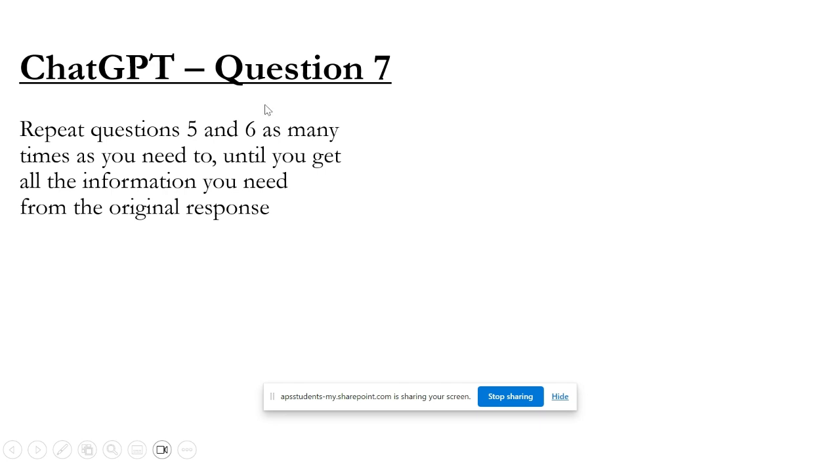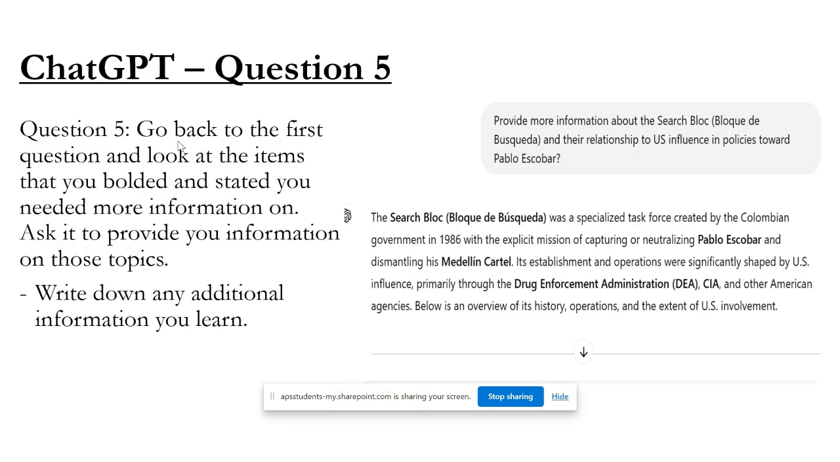And you're going to do this as many times as you need to. So go back and repeat 5 and 6. So for example, for my question 5, I asked about the search block, and then I got resources. I would probably now need to go back and ask about the Los Pepes, which was a paramilitary group. And I would need to get resources on that as well. You want to take it one at a time. ChatGPT works better when you do it that way.